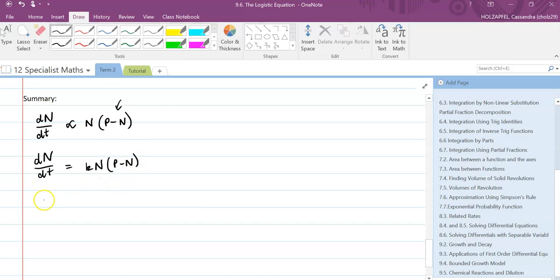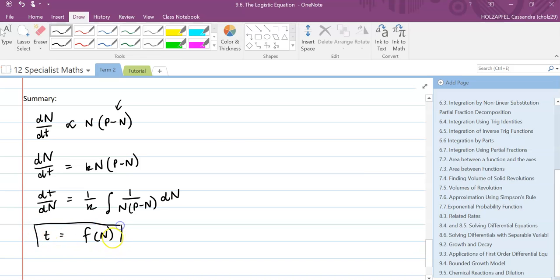Then what we did was we rearranged and integrated with respect to n. Then lastly, when I had this function, I expressed this as some function of n rather than expressing this as a function of t. And then we substituted in those values to solve for our particular problem that we were graphing at the time. All right, so that is how logistic growth works.